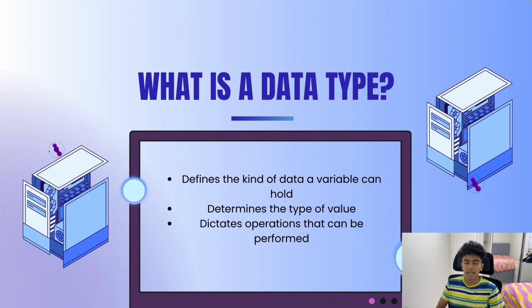And also a data type determines the type of value that is held within the variable, and also dictates the operations that can be performed upon it. So if your data type is an integer, so integers store numbers, then you can perform arithmetic on them. But if it's a string, so a string is just a string of letters or characters, then you can't add a sentence, for example, onto a number. You can't do that, you'll get an error. Okay, so let's continue now.